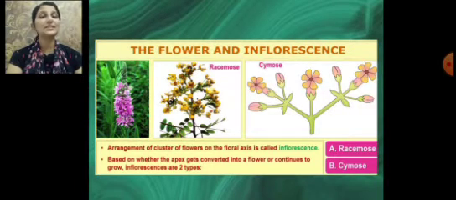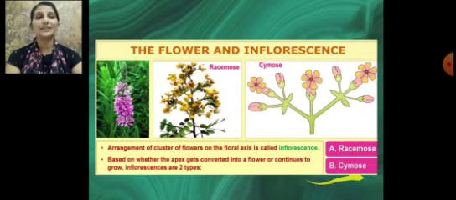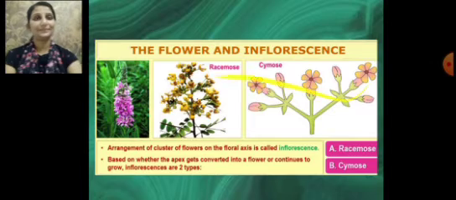The inflorescence is the arrangement of a cluster of flowers on the floral axis. And based upon whether the apex converts into a flower or it continues to grow, there are two types of inflorescence. It is called the racemose inflorescence, and the second type is called the cymose inflorescence.